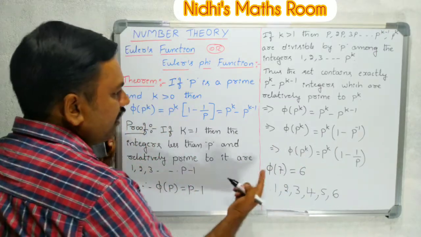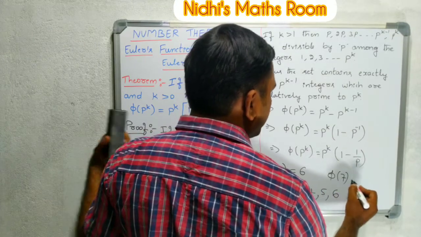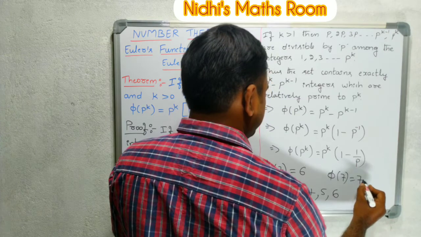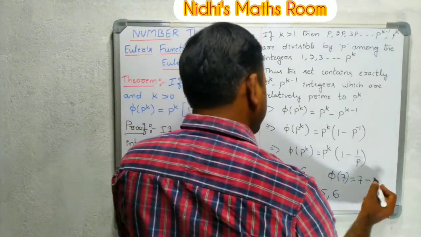That is nothing but phi of 7, which can also be written as 7 minus 1.